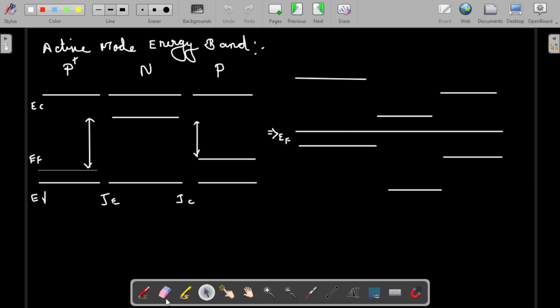Okay, so this is normal. This is the normal energy level. This is not the active level, so please don't confuse this one. Let me combine the states. So this will be joined to this one. This will be joined like this. Okay. So now the general thing is that this is EF, this is EC, and this is EV. Okay, so this is normal.